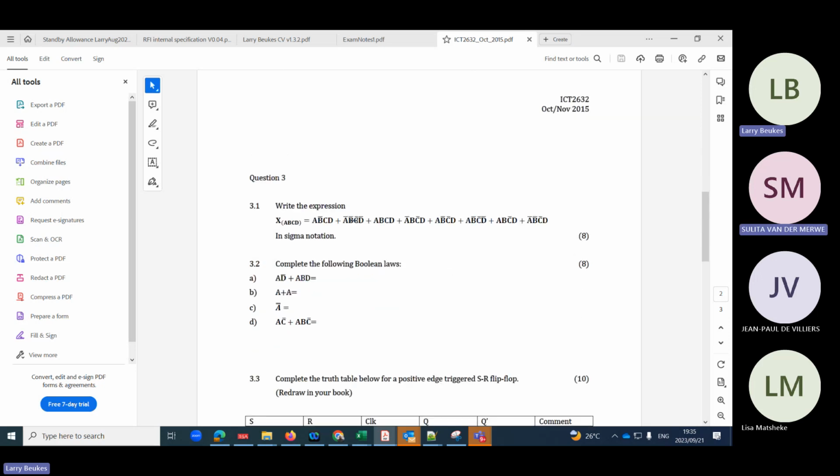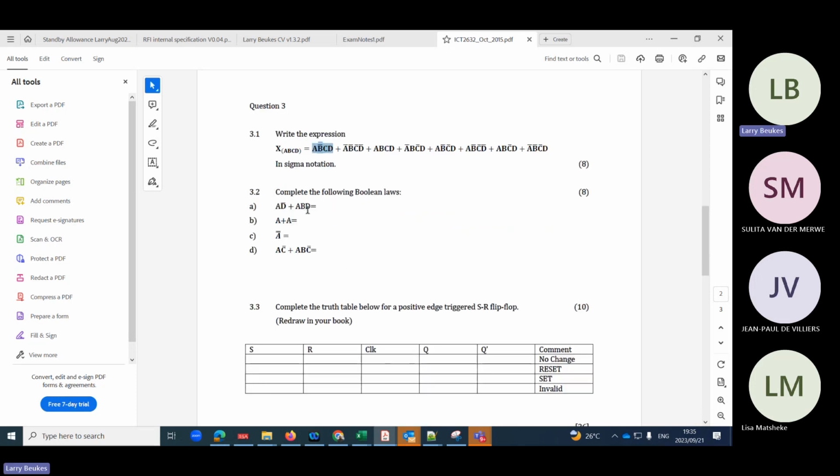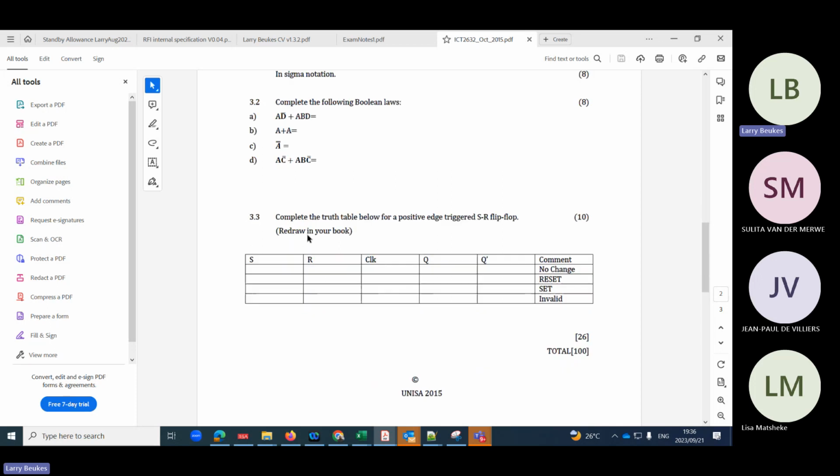Do you mind doing the maps again, please? Yes, okay, we'll do them. I just want us to set the schedule for the next session. What are we going to look at? Then this as well, we did this sigma notation. Here are the laws, right? A plus A is A. So here are the laws, we did this.